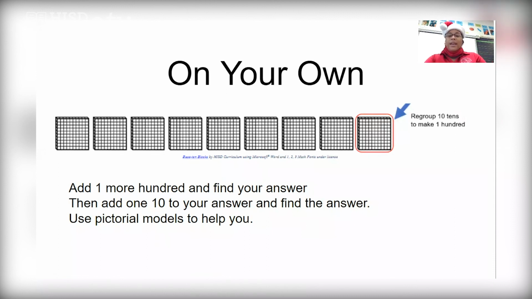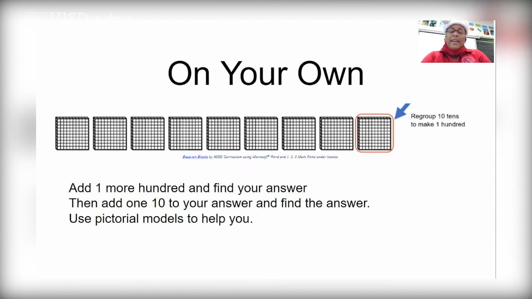And now, boys and girls, it is time for you to try one on your own. First, we added another 100. Then we added another 10. I want you to look at this number. This number is 900. If I have 900 and I add one more 100, what is my answer going to be? That's what I want you to show me on your paper. First, draw 900. Use the 100 blocks to represent your number. Then add one more 100 to show me how your answer would change.